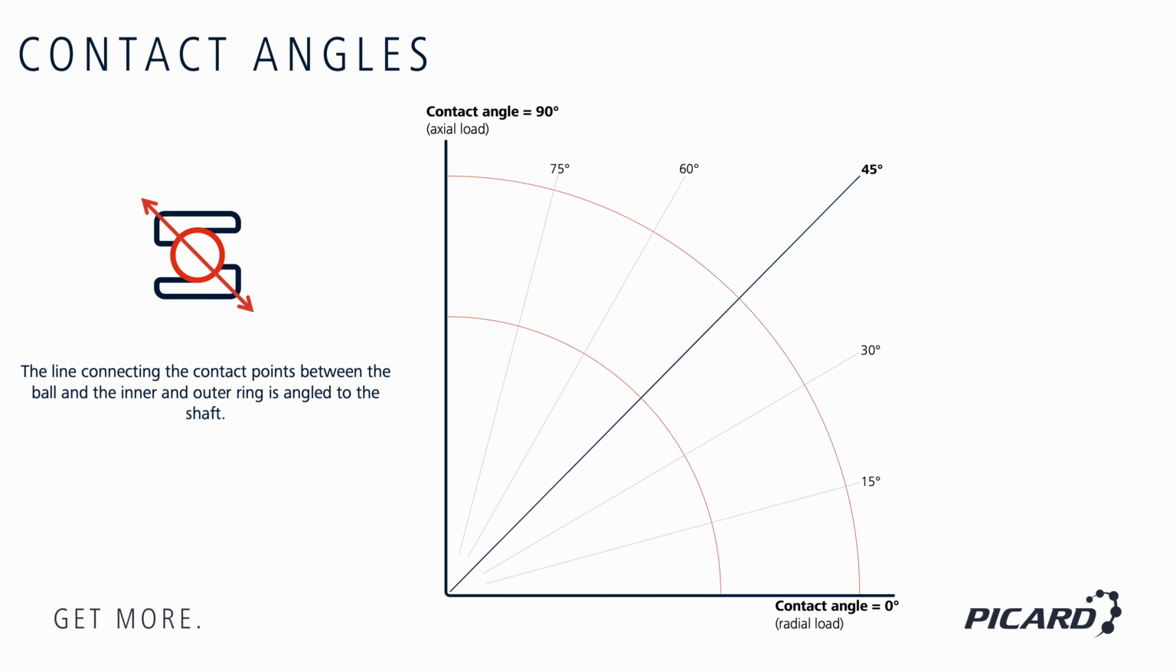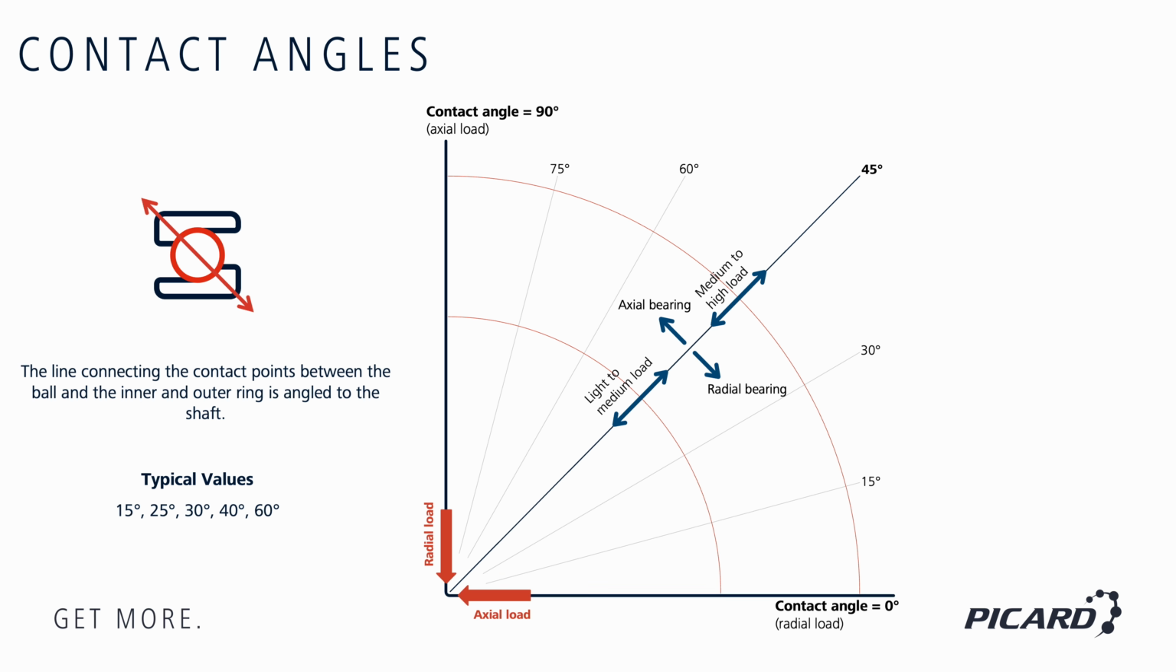The contact angle determines how much axial and radial load a bearing can support. Small contact angles, such as 15 degrees or 18 degrees, are ideal for high-speed applications with primarily radial loads. Larger angles, such as 30 degrees or even 60 degrees, are better suited for higher axial loads, for example in spindle applications or axially preloaded arrangements. The right angle is selected based on the load direction and the application's performance requirements.